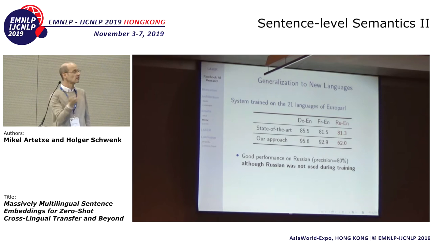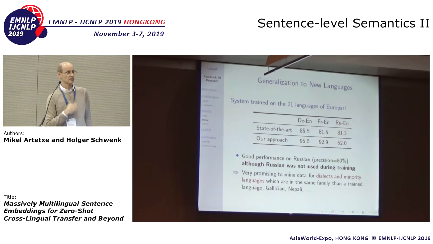Also, we have never seen any Russian word. Obviously, for Russian, we have resources, we don't need it. It's just a proof of concept, because this idea is very interesting if you want to handle these low-resource languages. Even in Europe, you have a lot of little bit local languages like Galician, which are variants of French or Spanish, and we can handle this without even having any specific data for those. Same holds, for instance, for Nepali, which is very close to Hindi.